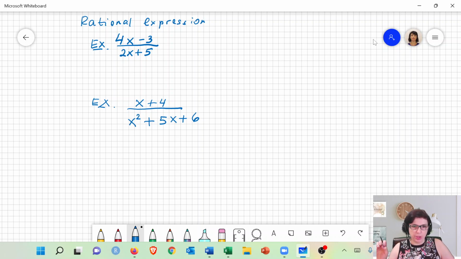So the first thing you need to know is that any fraction is not defined when the bottom is 0. So whenever you have a fraction, a divided by b, you need to understand that the bottom cannot be 0. So division by 0 is not allowed.